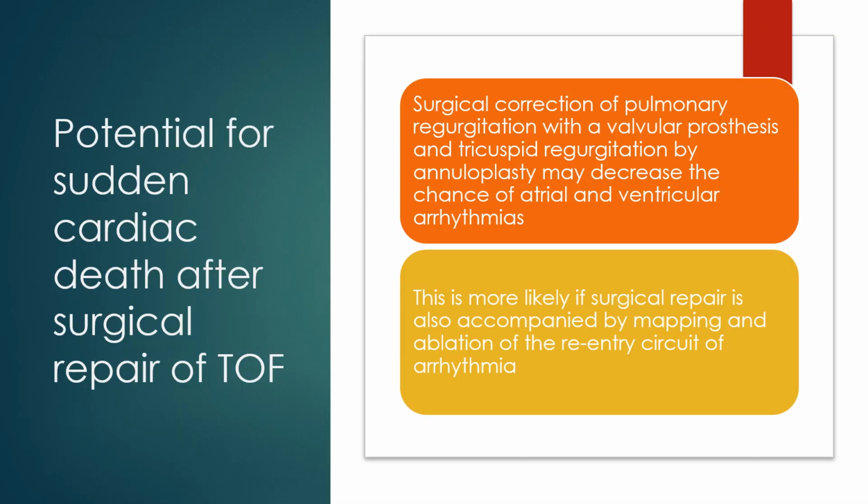Surgical correction of the pulmonary regurgitation with a valvular prosthesis and tricuspid regurgitation by annuloplasty may decrease the chance of atrial and ventricular arrhythmias. This is more likely if surgical repair is also accompanied by mapping and ablation of the re-entry circuit of the arrhythmia.